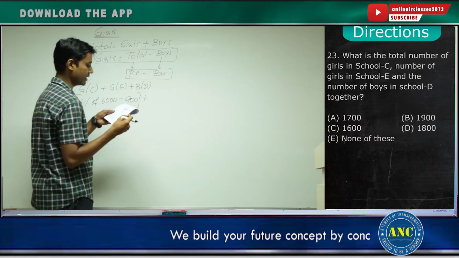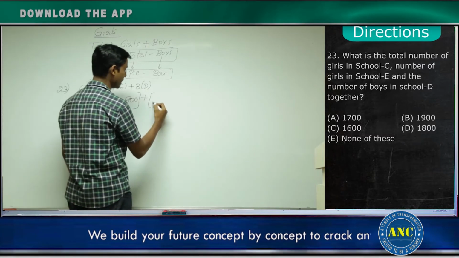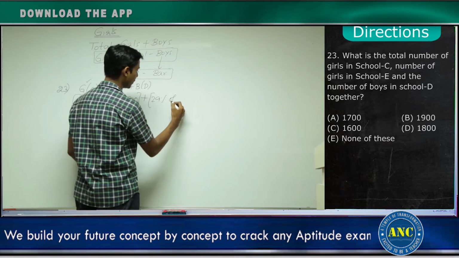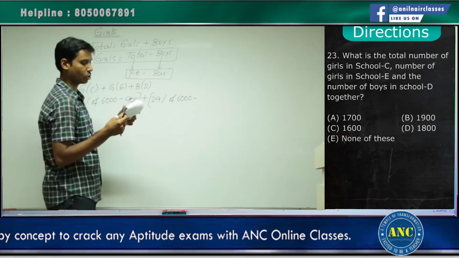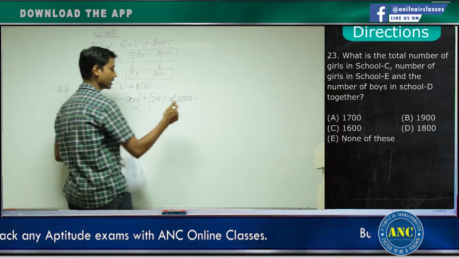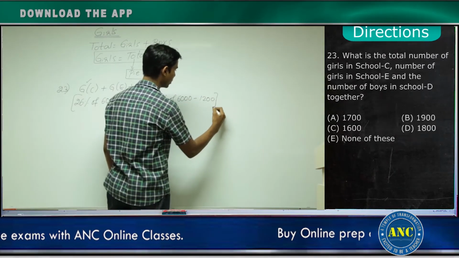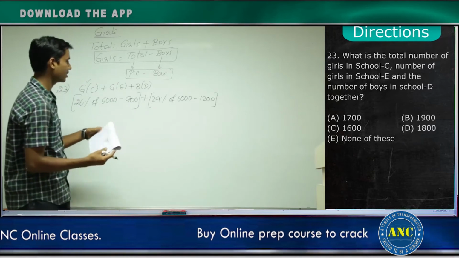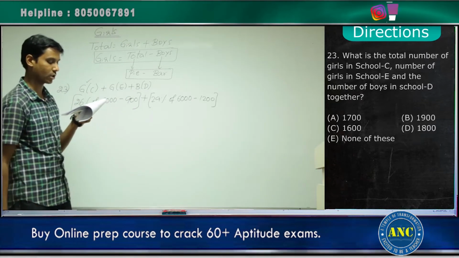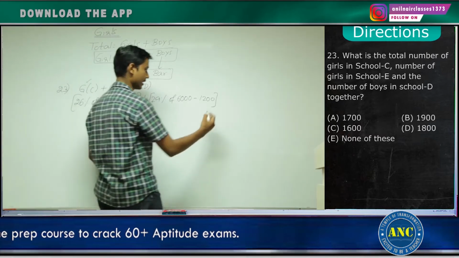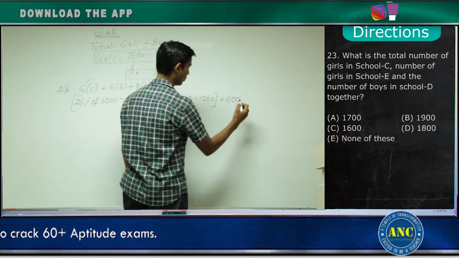Plus the number of girls in school E. The total number of students in school E is 29% of 6,000, minus the number of boys in school E, which is given as 1,200. Plus, what is the last statement? The number of boys in school D. According to the bar graph, it is 600.